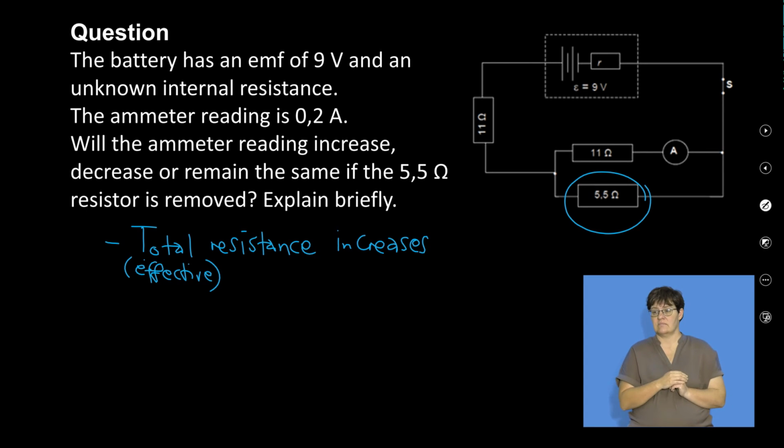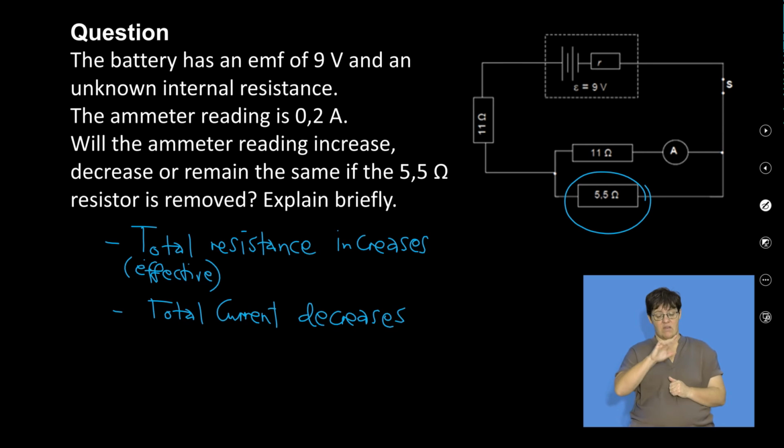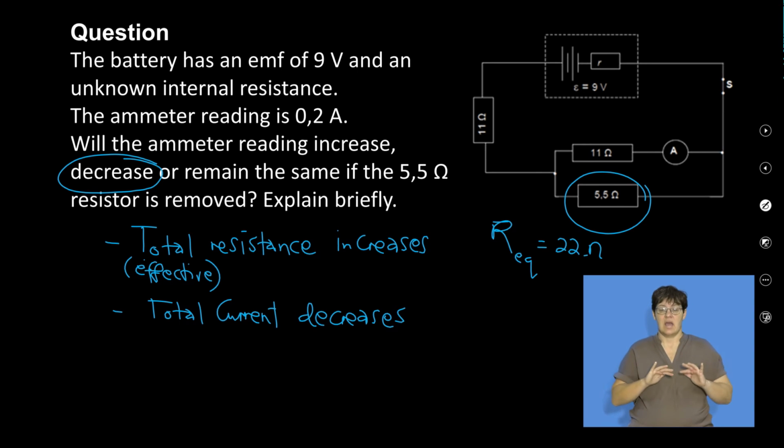So if the effective resistance increases, what happens to the current? The current is definitely going to decrease. So the total current decreases. That's the argument. If the total current decreases, it means that without the 5.5 ohm resistor, the ammeter reading will get lesser. Why? Because now instead of the earlier value, we'll have an equivalent resistance of 22 ohms. So this is an increase in resistance. Now the total current will definitely decrease. Hence the ammeter reading decreases. That's how we arrive at that.